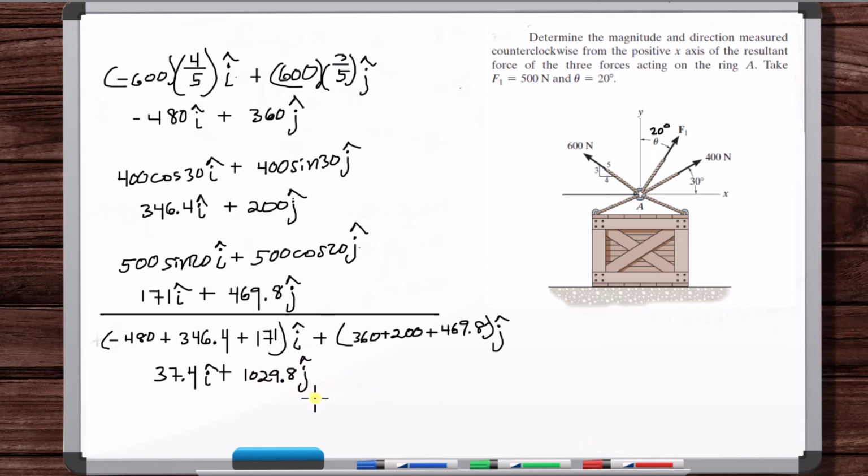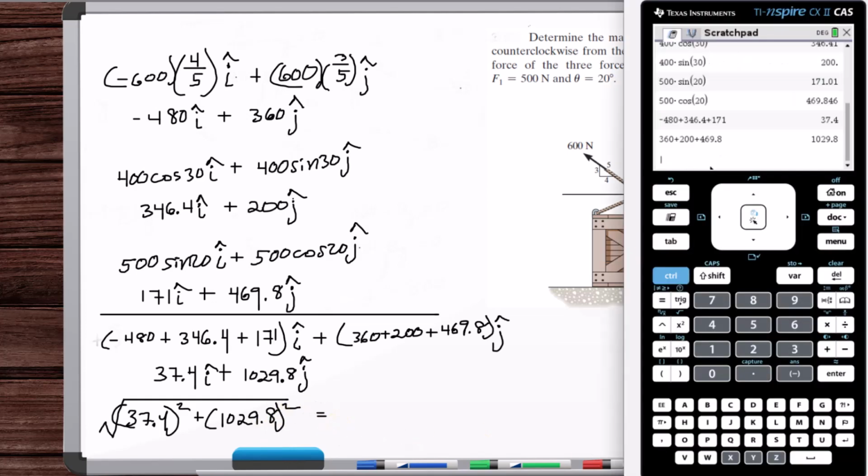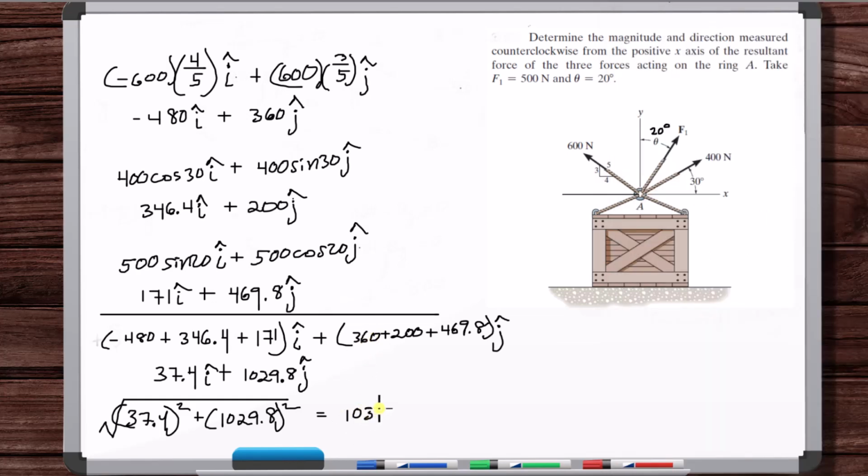Okay, now it wants the magnitude of this, so we're going to take the square root of this squared plus this squared. Okay, 1030.5. That's in newtons, and we could say that this is 1.03 kilonewtons.